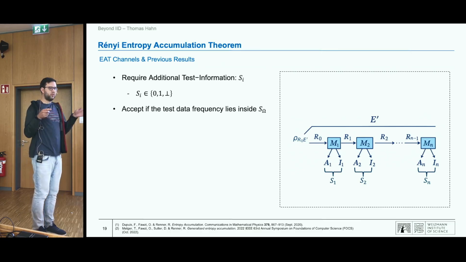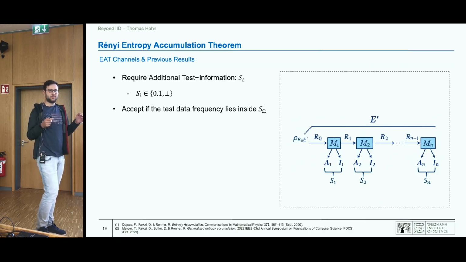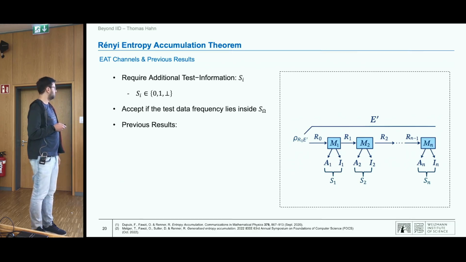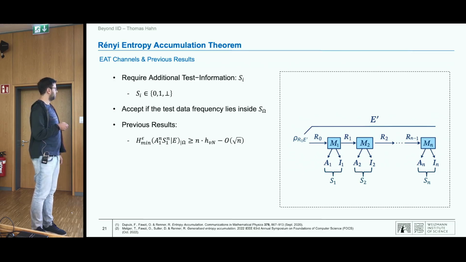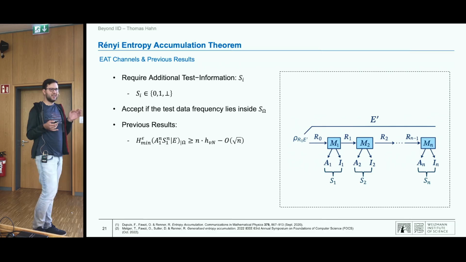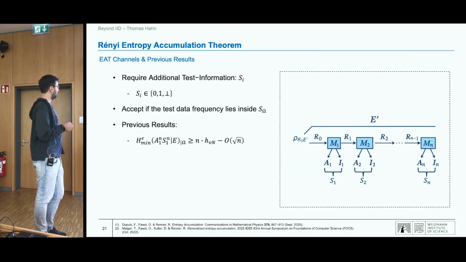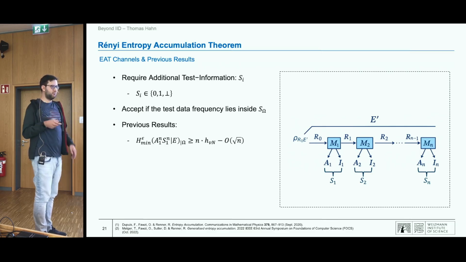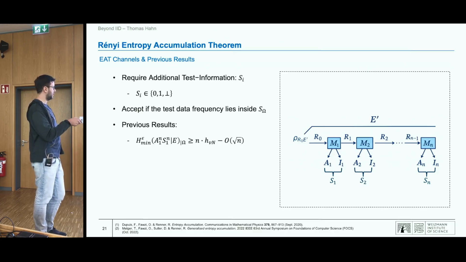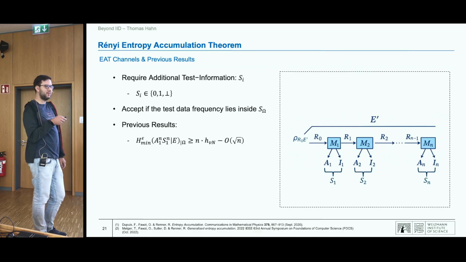Now, at the end of the protocol, you look at the distribution of the test data, and you say if it lies inside some accepted set, then everything went well, and if it didn't, you throw everything out. So what's known? Well, basically, the following is known. The left-hand side is the smooth min-entropy of the private data and the test data. The fact that they both are on the left-hand side is a bit of a quirk of the EAT. Depending on how you look at it, sometimes S is also just projectively reconstructed from the A's and I's, so they don't really contribute anyway.